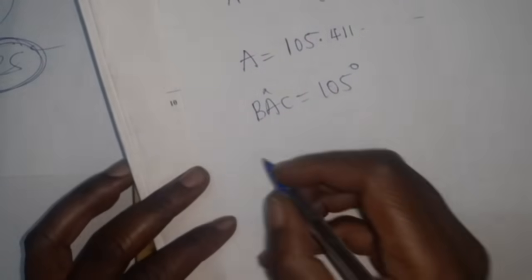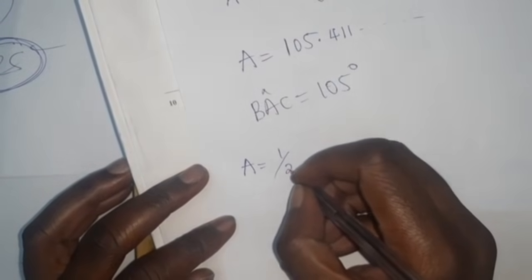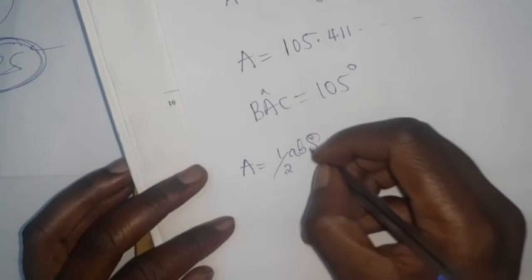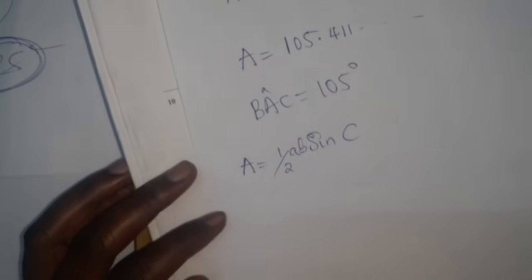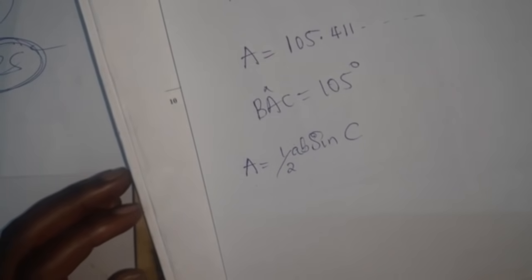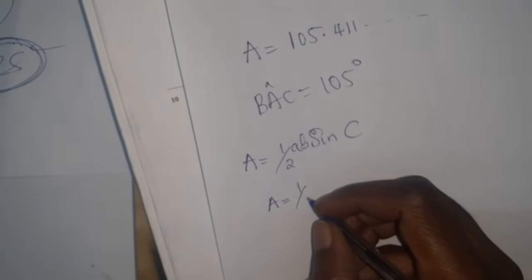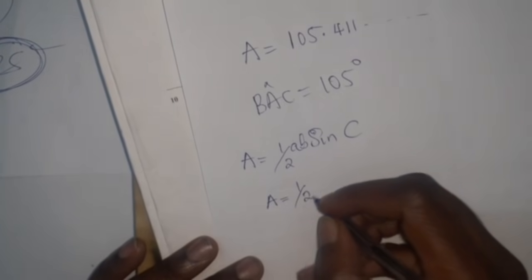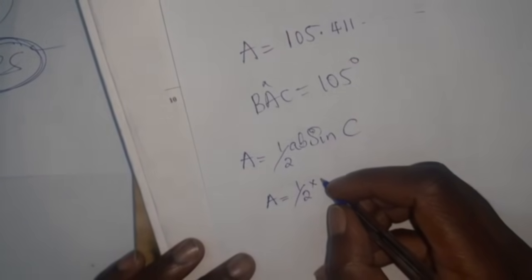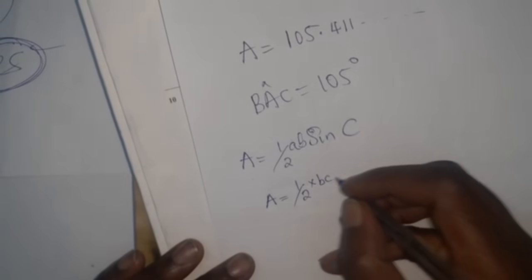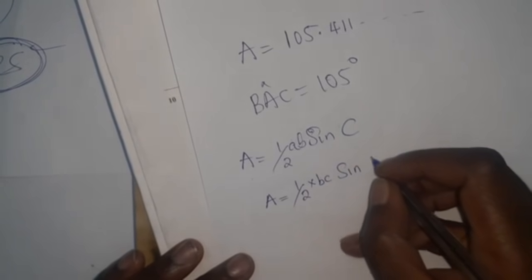The area of the triangle. So area of the triangle is given by the formula, depending on what you're given. So in this case, we want the area and the two sides that we know are, because the angle is given at A. So here we're going to have BC, then sin A.